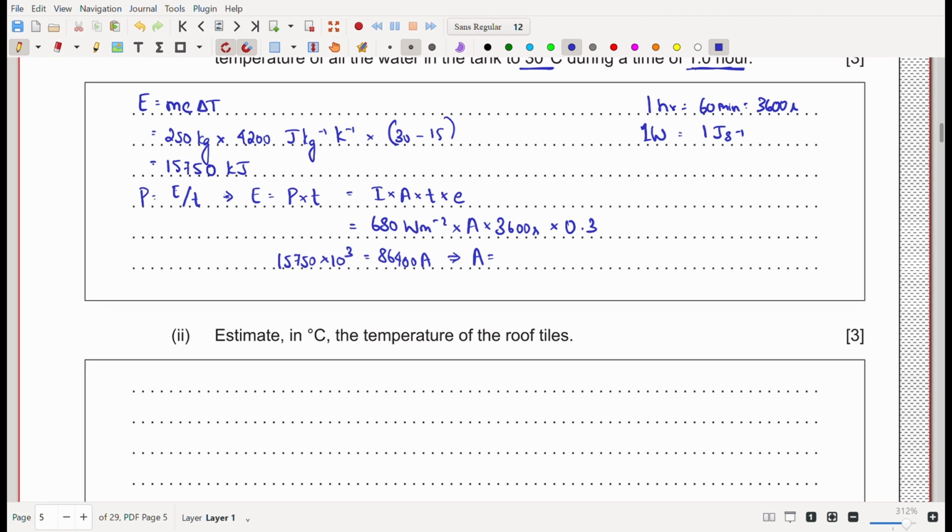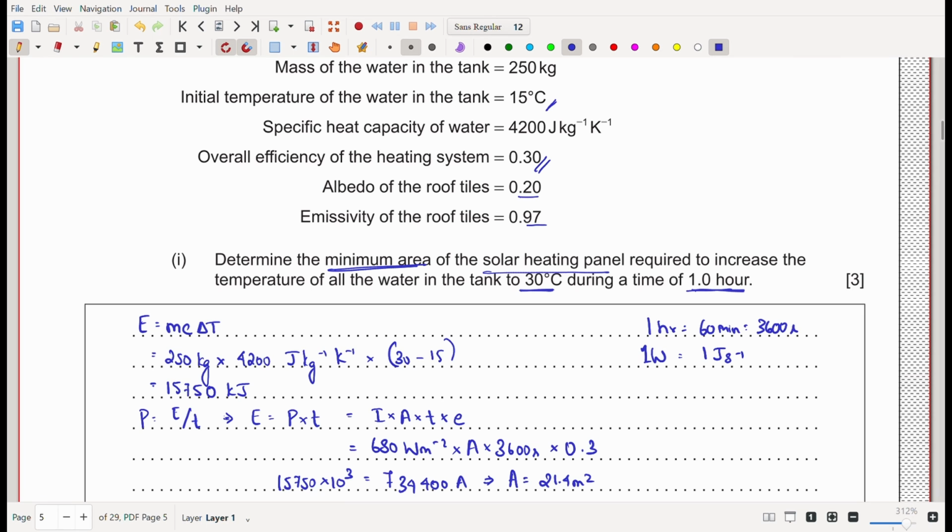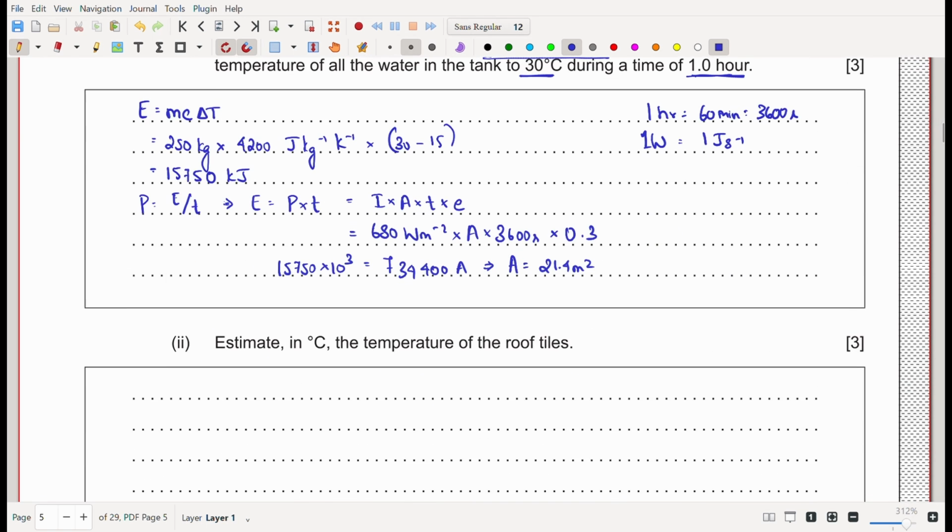Oops, messed up a value previously. So we're not looking at 86,000, guys. If you were following along with your calculator, you might have noticed. Sorry about that. It is 734,400 A. This means that A is equal to 21.4 meters squared. And since all of our values are to two significant figures, we write A is equal to 21 meters squared. And that's it.